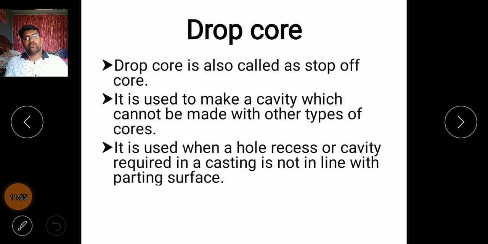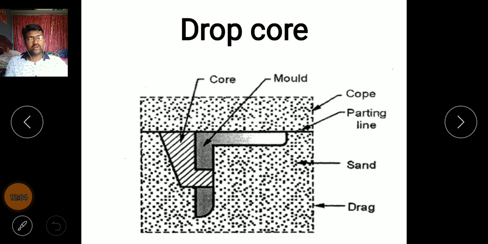It is used when a hole, recess or cavity required in a casting is not in line with the parting surface. As observed in this diagram, here we have to create a hole at this region, but this hole is not in line with the parting surface. For that case, like these parts, we have to use the drop core. The drop core is supported at the parting surface and it provides a hole in the object.